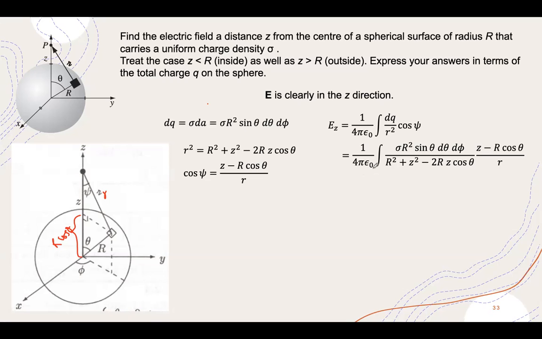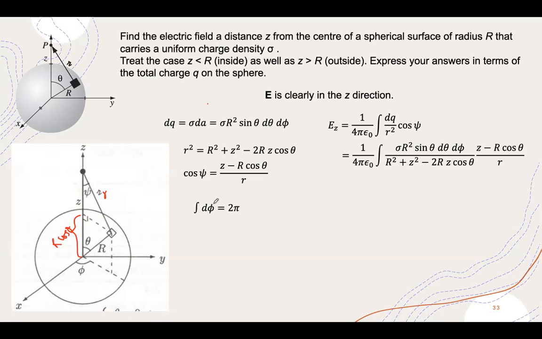So 1/4 pi epsilon naught dq, we calculated as sigma r square sin theta d theta d phi, divided by r square, which is this one, and then cos psi, which is z minus r cos theta by r. And r we can substitute from here again, which is going to be root over r square plus z square minus 2rz cos theta, so the denominator can be written as this to the power 3/2. Okay, so let me do that.